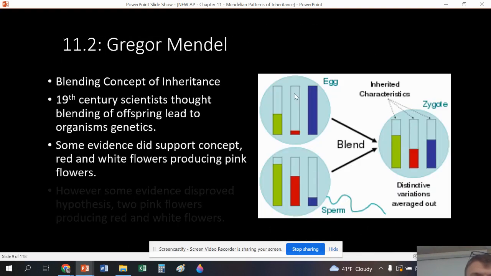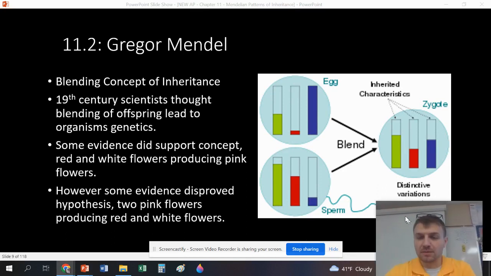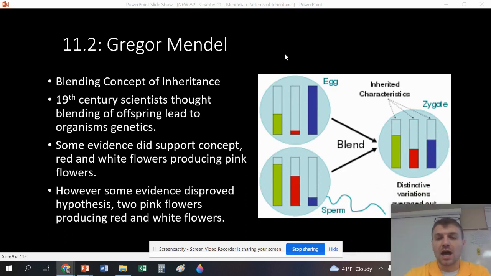All right, moving on to 11.2, we're going to look at Gregor Mendel a little bit more in depth. Mendel changed how we looked at genetics and inheritance. Now, before Mendel, the blending hypothesis was accepted. This is where there is a mixing of the parents' phenotypes, and that's going to be exhibited in the offspring. You can see here there's a blend of these phenotypes in the offspring.